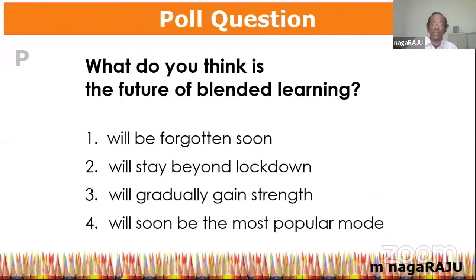Let me share the results with you. These are the results. I think you can see them now. 53% said it will gradually grow, and 35% of you said that that will be the most popular mode of classroom and online teaching and learning process. So I'm stopping here, showing the results. I'm closing it now. Thank you very much for your participation. Let's move on.